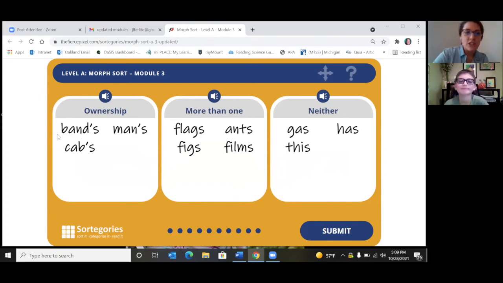I want to ask you this first category of ownership, this word right here, mans. Can you think of something that the man might own? The man's suitcase. The man's suitcase. Good job. So now in this bucket, more than one, why are these words in the more than one bucket? Because they don't have like an apostrophe S, they just have S at the end. Right, and the S at the end, what does that tell us? There's more than one. So pick a word in there that you could put in a sentence for me to show that it has more than one. Flags. There is 3 flags outside. Perfect. Go ahead, check your answers.